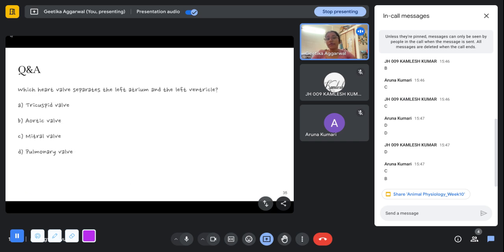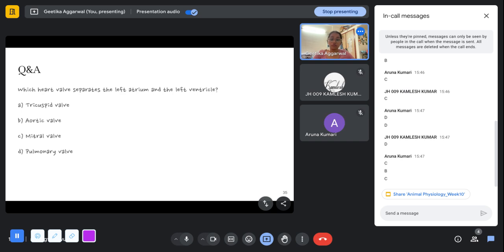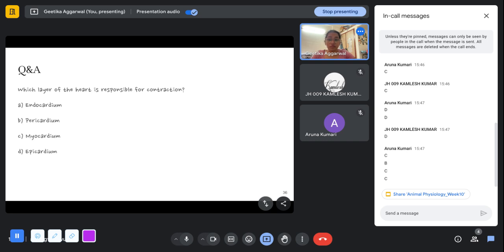Which heart valve separates the left atrium and the left ventricle? Correct. It's the C part. It's the mitral valve, also called the bicuspid valve. Which layer of the heart is responsible for contraction? Which of these layers is responsible for contraction? So myocardium is the correct answer. Yes, the myocardium is basically responsible for the contraction of the heart.